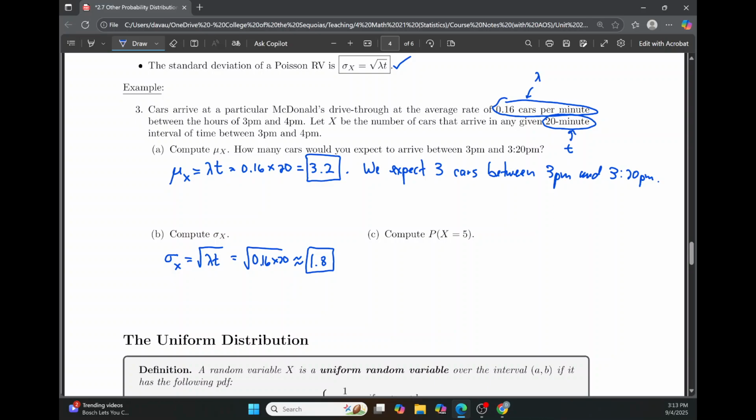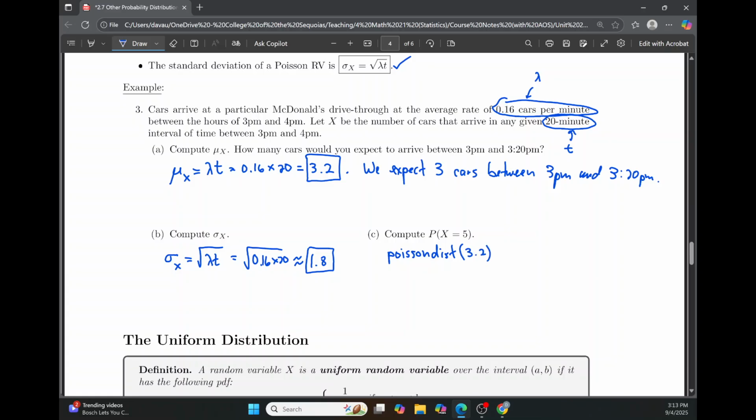Well, to answer that question, we're going to use the Poisson distribution in Desmos. So we'll go to Desmos, but what we're going to type in is Poisson dist. And then we'll open up a set of parentheses, and what we have to put in the parentheses is the mean, which in this case was 3.2.